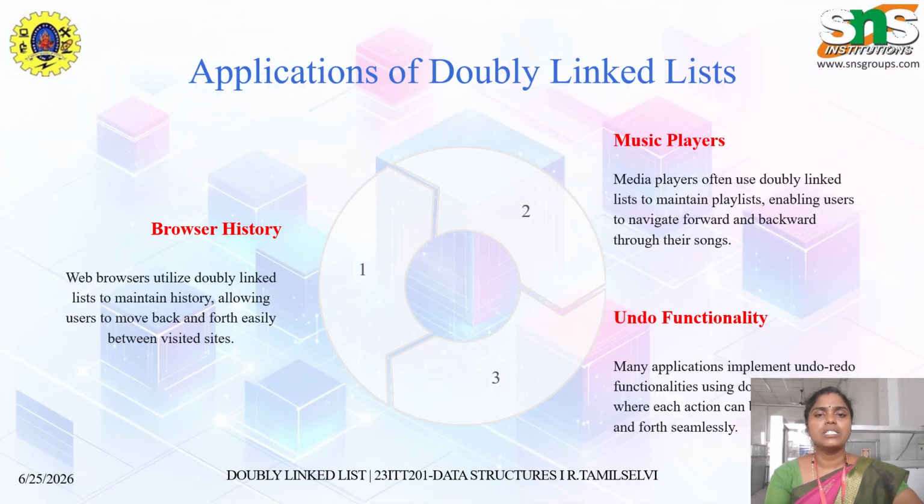Next one, applications of doubly linked list. Doubly linked lists are widely used in practical applications like browser history, music players, and undo functionalities. So the user can move in both forward and backward directions. The user can move forward to redo and backward to undo the actions.